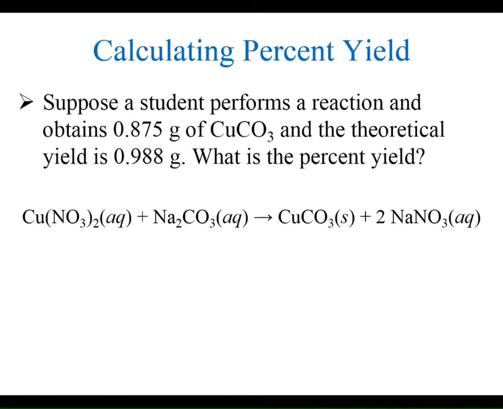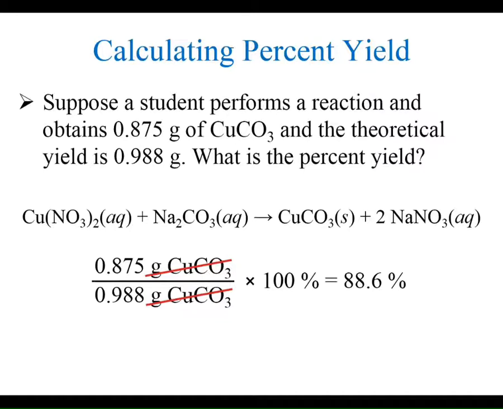Let's say you did this reaction, and you calculate you're supposed to make 0.988 grams. That's your theoretical yield. But you run it, and then you weigh your product, and you actually only made 0.875 grams. So what's your percent yield? Well, you would take the actual, 0.875, divided by the amount that you calculated, 0.988, times 100. That's 88.6%. So in that case, you got an 88.6% yield. So we got that much of what we should have gotten.